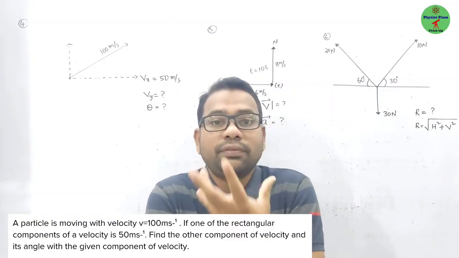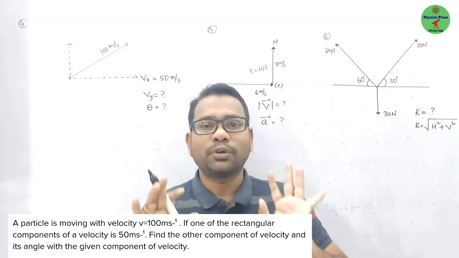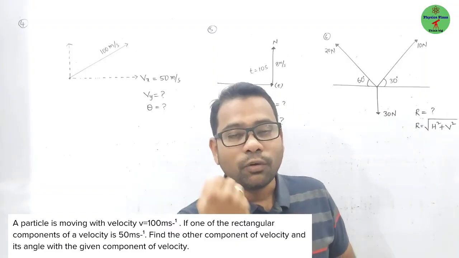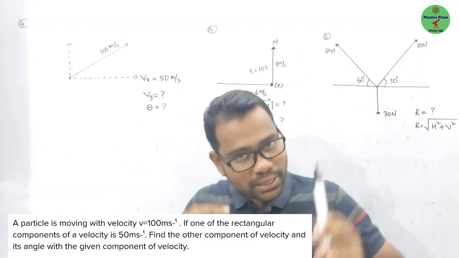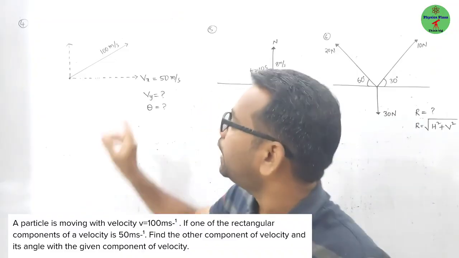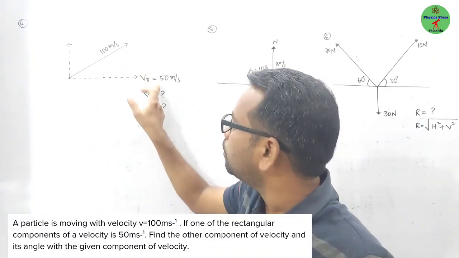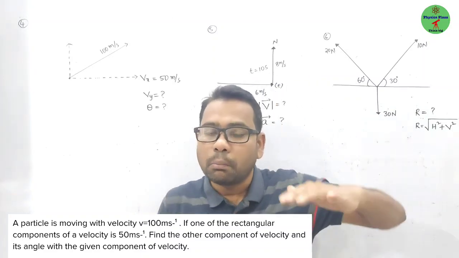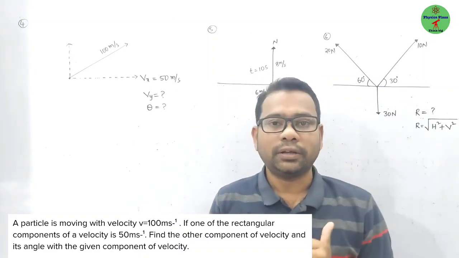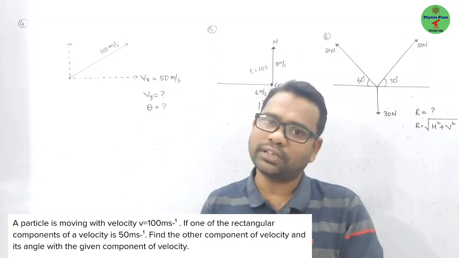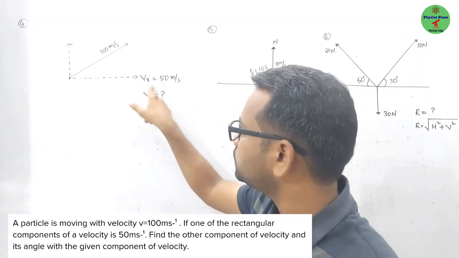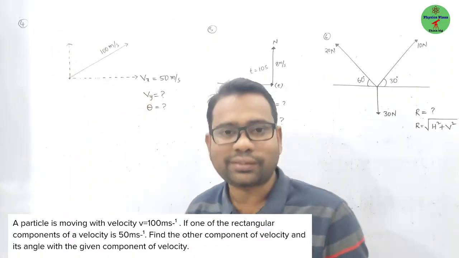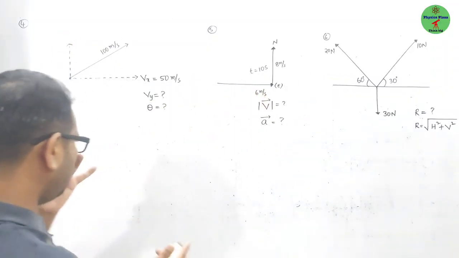Here you may get a doubt: which one should we consider? It's up to you actually. You can take it as the horizontal component, or even the vertical component. For my convenience, I have considered that one of the rectangular components of this velocity is 50 meter per second. Now they are asking us to calculate the magnitude of the other component and the angle it makes with the resultant vector. So if you take it as Vx, you need to calculate Vy, or if you take it as Vy, you need to calculate Vx. That's it. Okay.